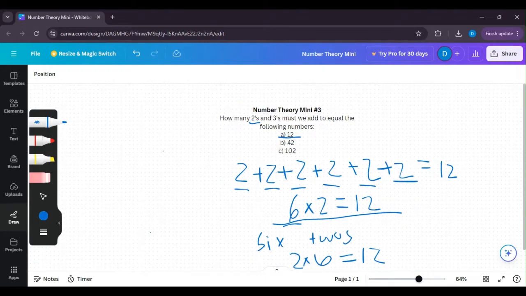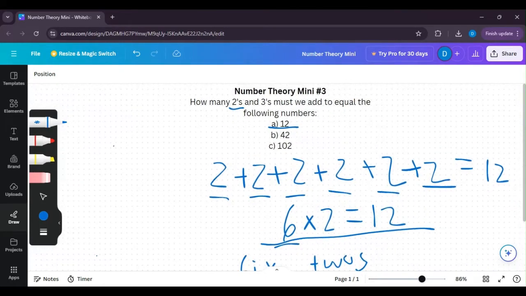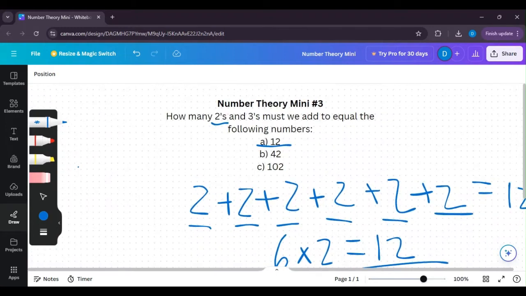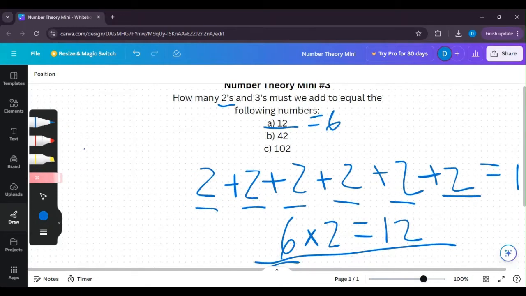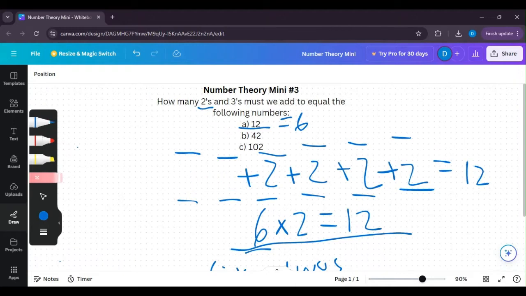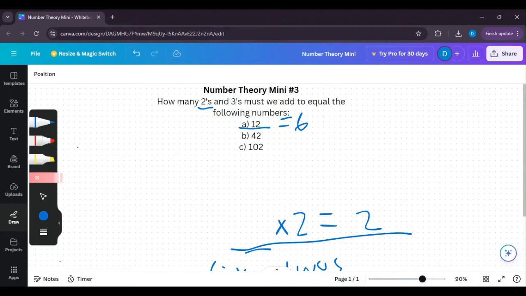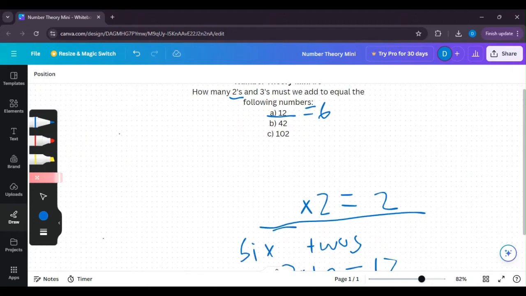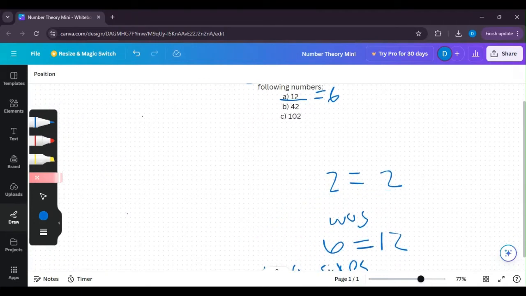So the answer for how many 2's must we add to equal 12 is just 6. So we add 6 2's again and again. 1, 2, 3, 4, 5, 6, and we get 12. Now we're going to go on to the next part. How many 3's must we add together to equal 12?